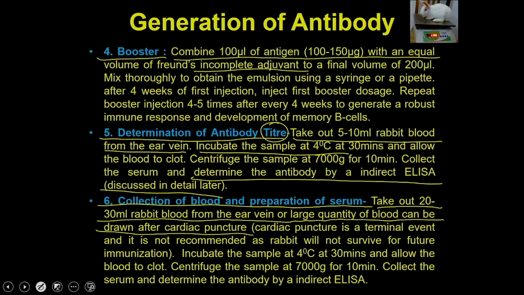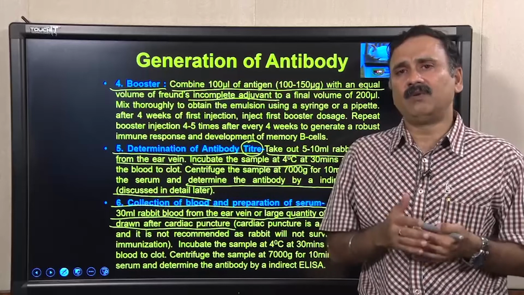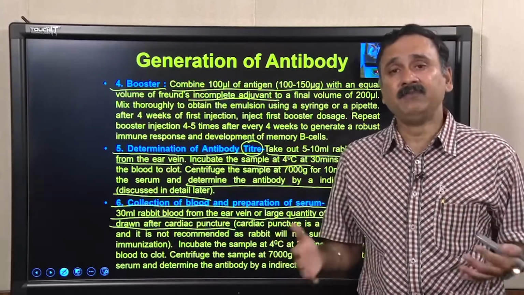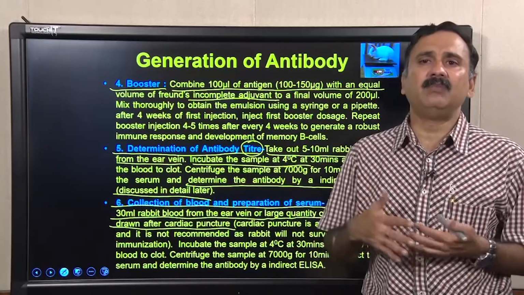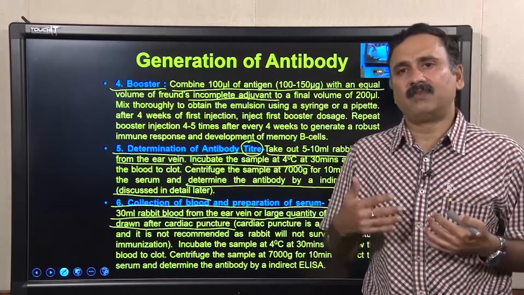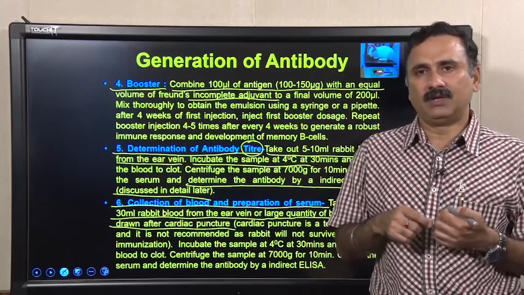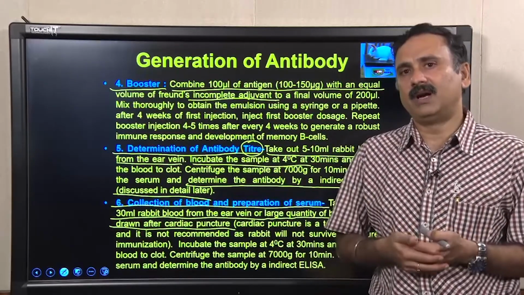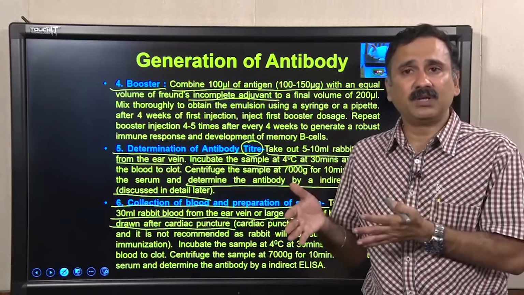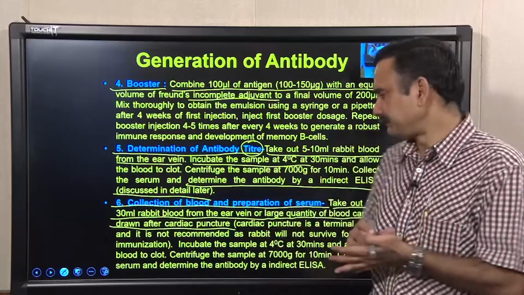So, you have two choices. Either you draw the blood from the ear vein, which is not going to be a terminal procedure, but if you are looking for a very large quantity and you are sure that the experiment is now over and you do not need any more antibodies, then you can collect the blood from the cardiac puncture, which means you make a hole into the heart, and that is how you can collect a very large quantity of blood from the rabbit. But that is a terminal procedure. After that, the rabbit is not going to survive and it is going to die.